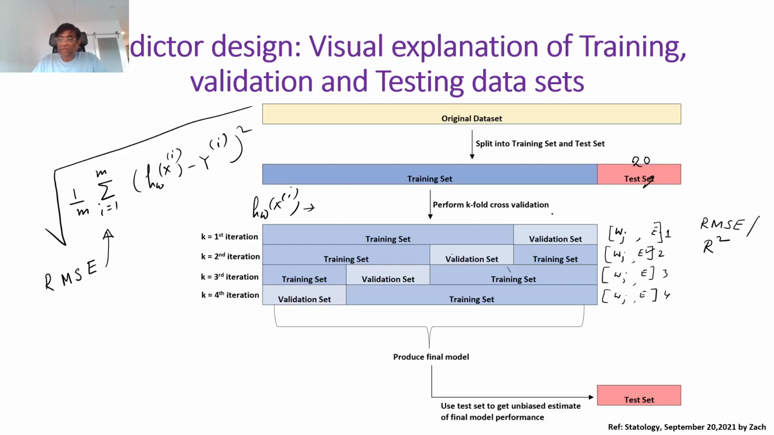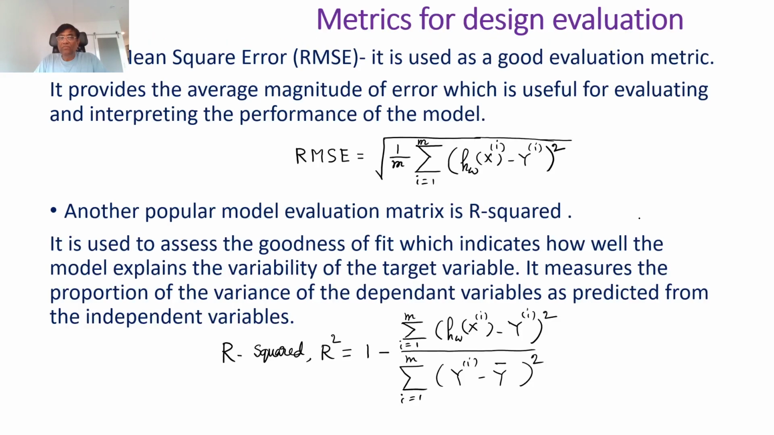So all kind of, but the actual process is actually this. Now let us discuss some of the metrics, like RMS is one of them. Another is R square, you know. So these are the two metrics which we normally use.